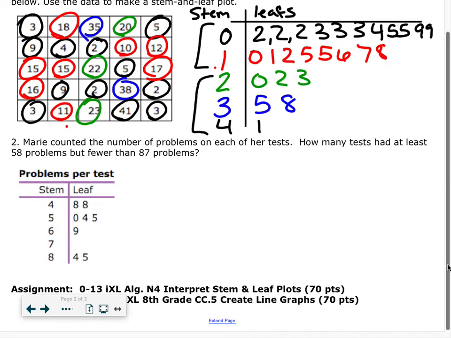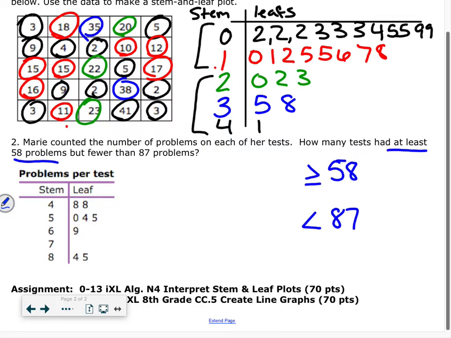Our second example, we have Marie counting the number of problems on each of her tests. How many tests had at least 58 problems but fewer than 87 problems? So at least 58 problems, we want to know on her test how many had at least. So that means greater than or equal to 58 problems. So how many tests had 58 or more problems, but less than 87? And we're going to say less than 87. We're not going to include the 87 because it doesn't say equal to it at all.